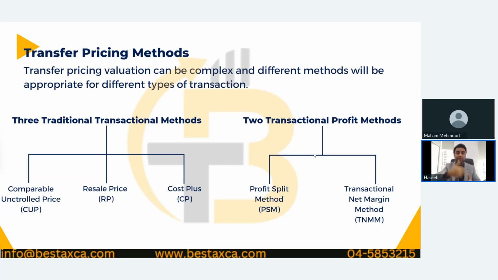Then there's cost plus, in which we first determine the cost, and then we keep our margins. Then these were the traditional transaction methods. Then there is a transactional profit method. So the first one is the profit split method.